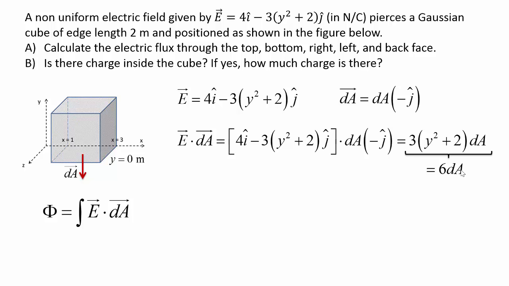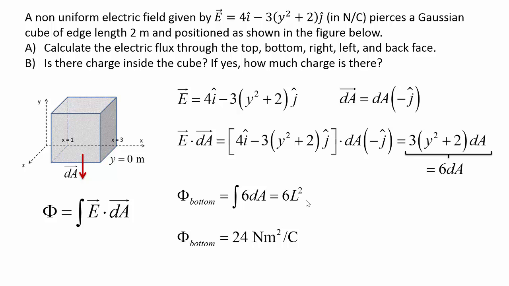We plug this into the integral, and the flux through the bottom will be equal to the integral of 6 dA, where the integral of dA once again is nothing else than the length of one side squared, which is 2 times 2, that's 4, multiplied by 6. We get that the flux through the bottom surface of this cube is 24 newtons meter squared per coulomb.